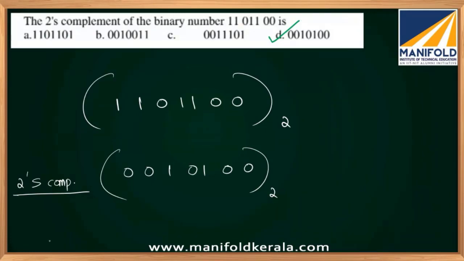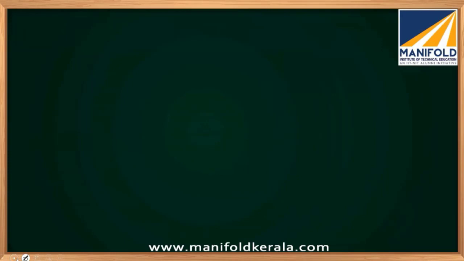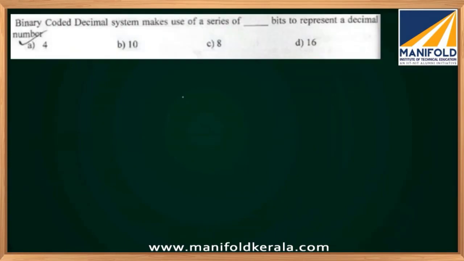All right. Next one is the binary coded decimal system. Binary coded decimal system is nothing but BCD. Binary coded decimal system makes use of a series of dash bits to represent a decimal number. So what is the series of bits used to represent a decimal number? That is 4, right? So basically it's a series of 4 bits, nibbles, to represent the total number, right?